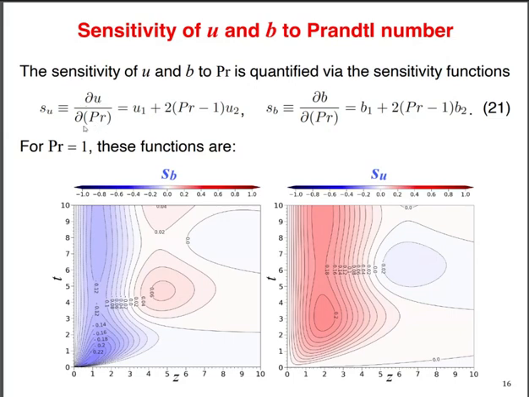Now that result, the U derivative with respect to Prandtl number, is this. So it's easy differentiating that previous expression. And we'll call that our sensitivity function, in this case the sensitivity function for U. And you do the same thing for the buoyancy. You have a sensitivity function for the buoyancy.